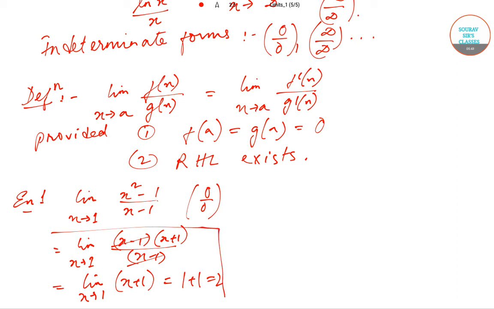But by using the LH method, we'll differentiate the numerator and we'll differentiate the denominator. So by the LH rule, we get the limit as x tends to 1. Differentiating x square minus 1 with respect to x, on the numerator we get twice x, and on the denominator we get 1. So this is the limit of twice x as x tends to 1, and we get the answer as 2. By this format we can do the sum.